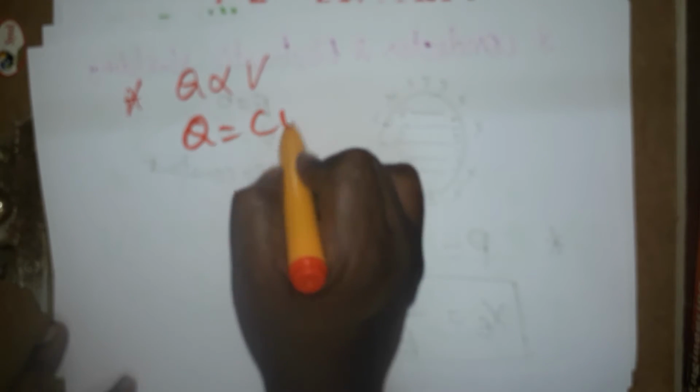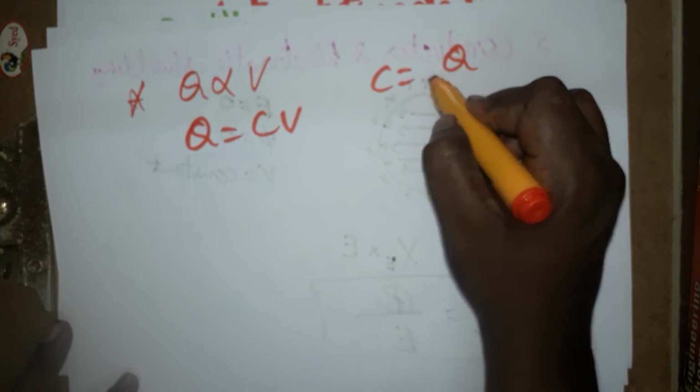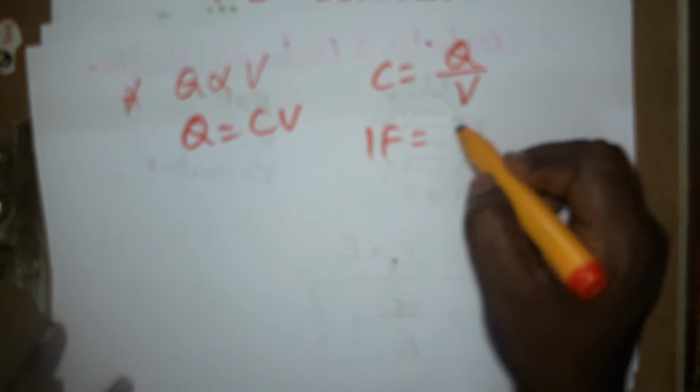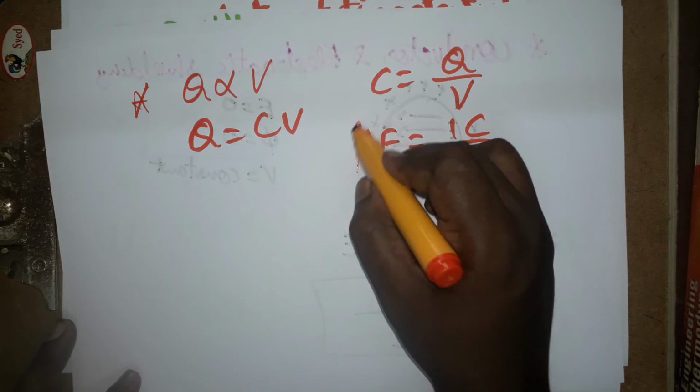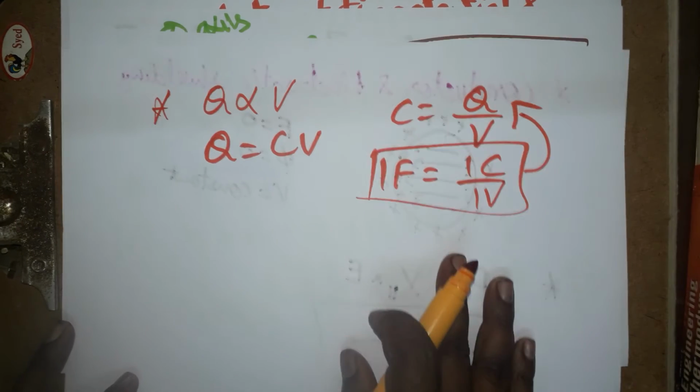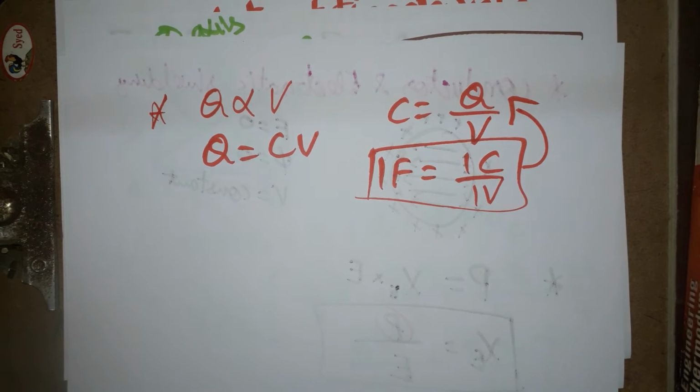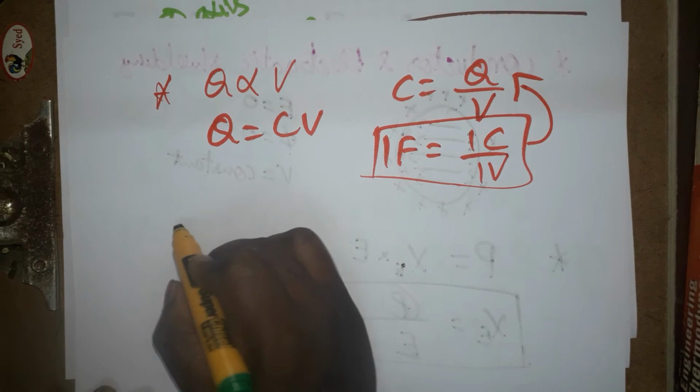The next formula: charge is directly proportional to volt, Q is equal to CV, otherwise C is equal to Q divided by V. 1 farad is equal to 1 coulomb divided by 1 volt, which is the unit from the above formula. It's a very important formula. The next one: when two parallel plates are there, what is the capacitance of the capacitor?